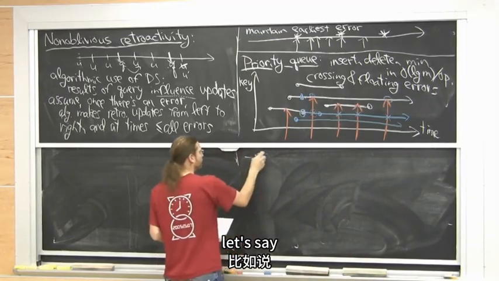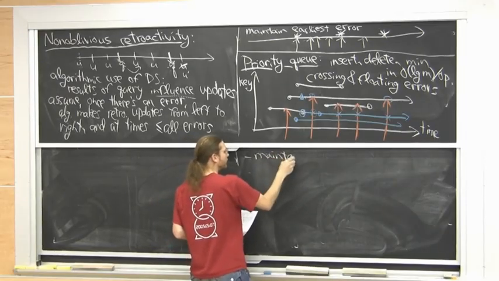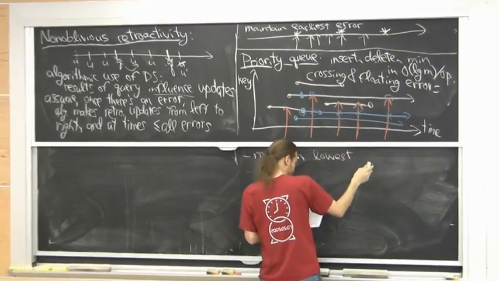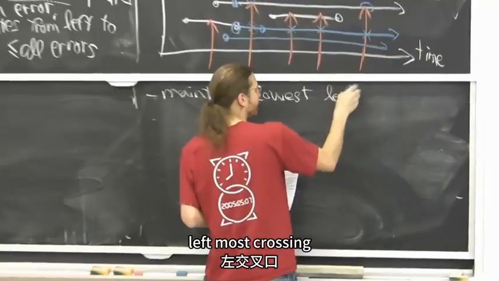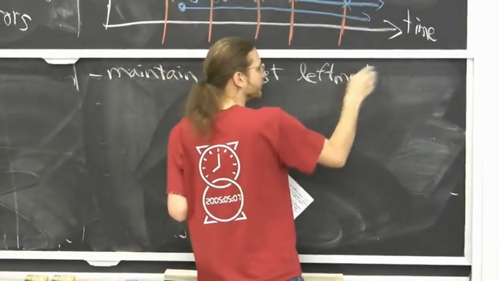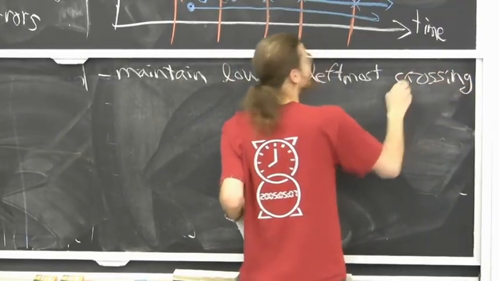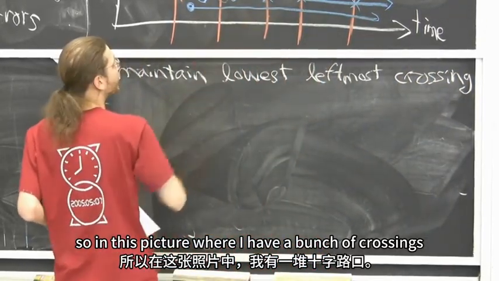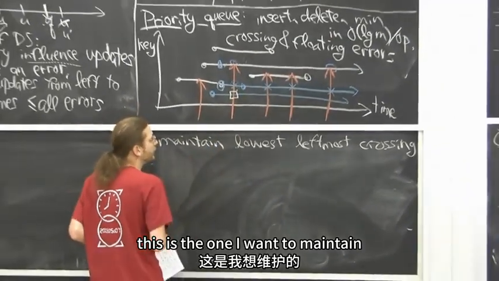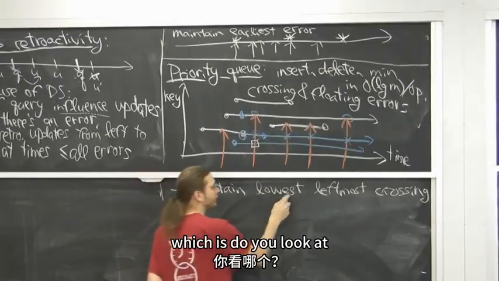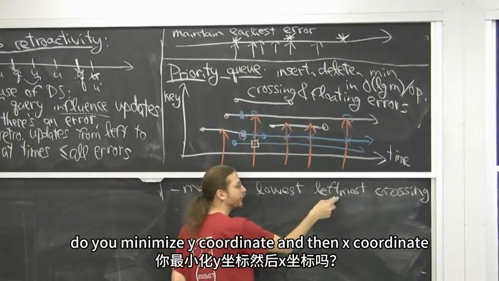Let's say I want to maintain the lowest leftmost crossing. So in this picture where I have a bunch of crossings, this is the one I want to maintain, the bottom left one. Now there's a bit of a subtlety here, which is do you minimize y coordinate and then x coordinate, or vice versa?